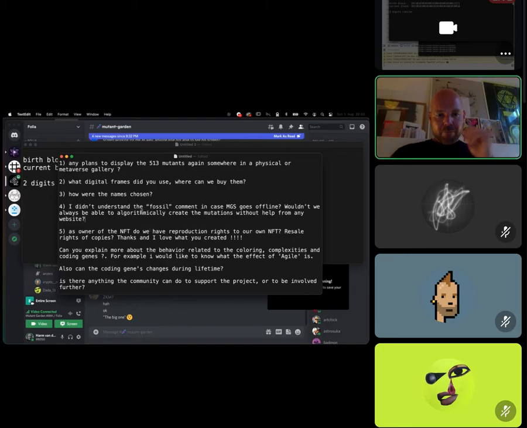Yeah, this is a good one. I also referenced it a bit earlier. I mentioned the word fossil only if the Mutant Garden Cedar daemon would stop updating the metadata and would stop uploading the rendered assets to a server. So, I don't think that's going to happen, but wouldn't we be able to algorithmically create mutations without help?